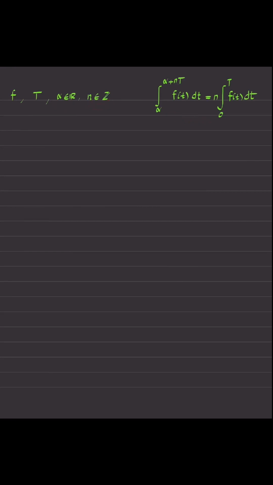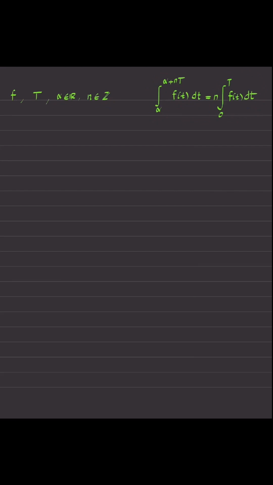If n is 0, there is nothing to prove, because the right hand side becomes 0 times that integral, which is 0. And the left hand side, the integral from alpha to alpha of that function, again becomes 0. So the left hand side is 0, the right hand side is 0, it's already done. So let us assume that n is not 0.